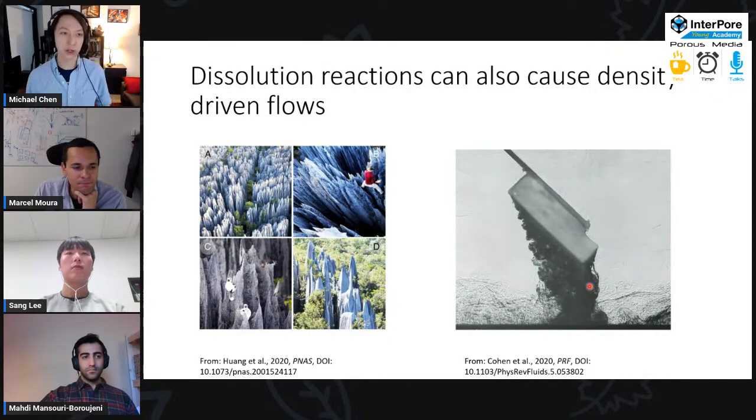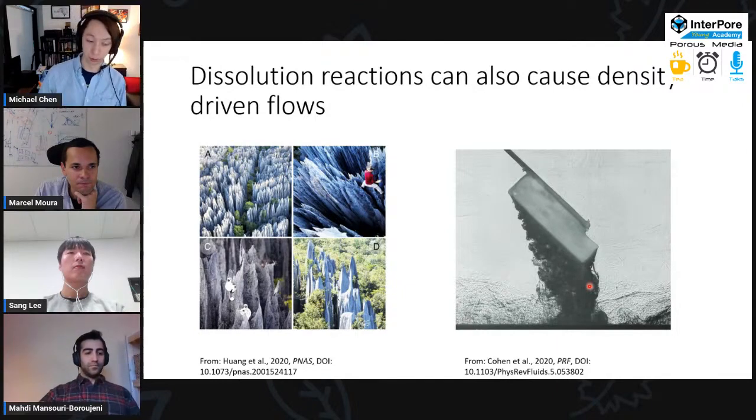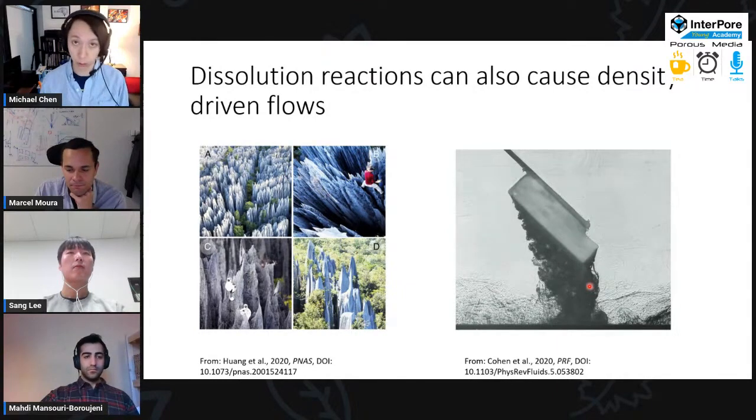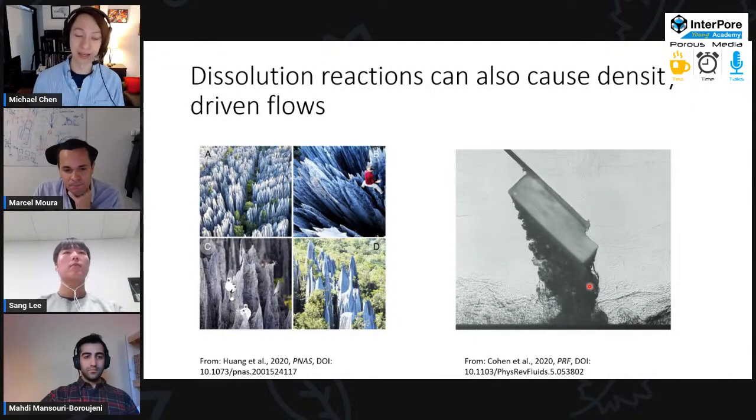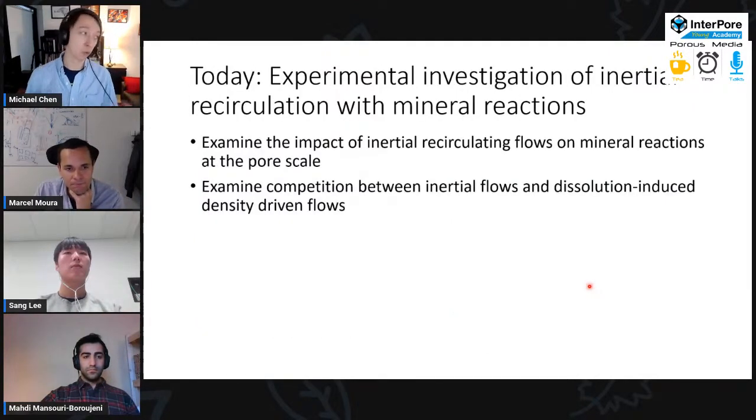And so our question was, how do these complicated inertial flows that we're observing in porous media interact in the presence of mineral dissolution? Will these density-driven flows occur, or will they just not? Will they be suppressed by the strength of the inertial flows? And indeed, that's what I'll talk about today.